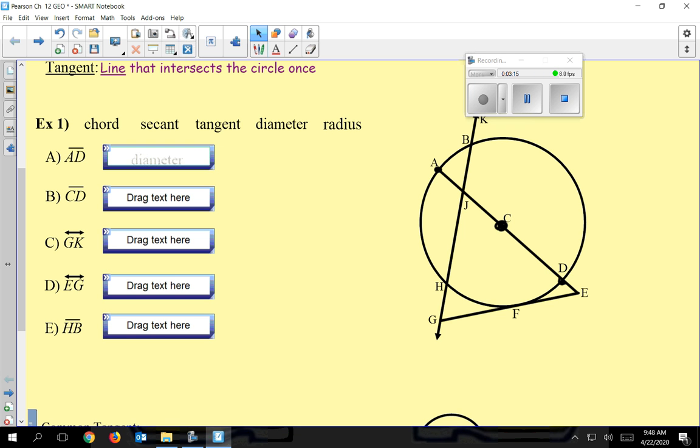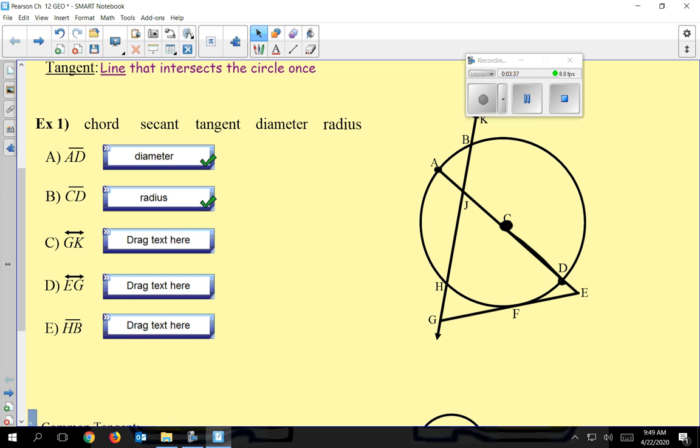Let's see if that's right. Check mark says yes. CD is this right here. So that's going from C to D. That's going from the center of the circle to a point. I think that's a radius. So let's find out. And it is. Excellent.